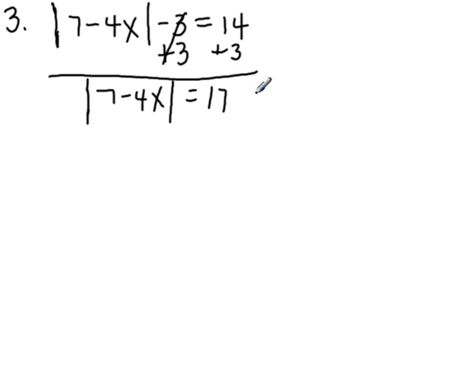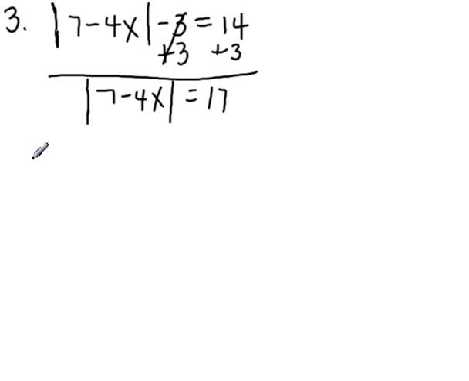Now, the next thing you have to remember when you're working on an absolute value equation is that whatever value that 7 minus 4x has could originally have been negative. We took the absolute value of it and it became positive 17. Or it could originally have been positive. We took the absolute value of it and again it became 17. So there are always two cases on an absolute value equation.